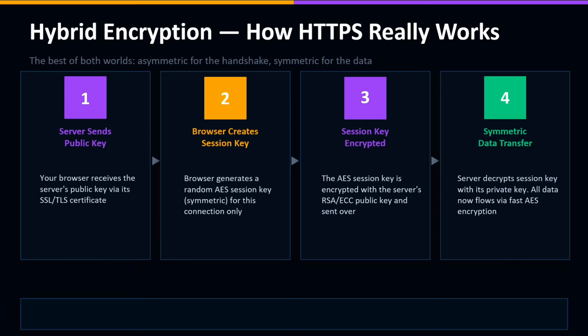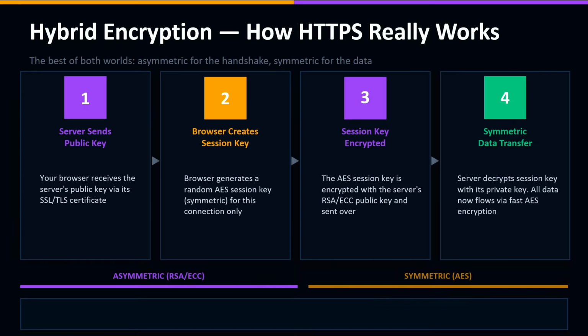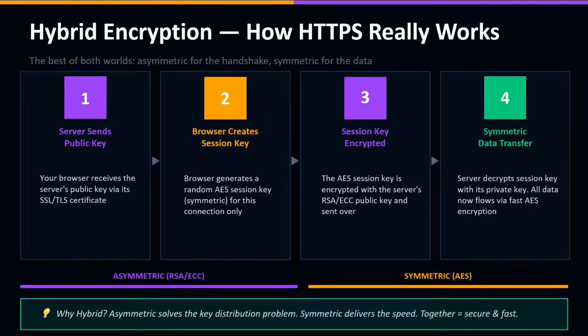Now, this is a genius design plan. Asymmetric encryption handles the hardest problem. It securely exchanges a key with a stranger over an untrusted network. Whereas symmetric encryption is incorporated to handle the heavy lifting of actually encrypting gigabytes of data quickly. The key thing to remember here is that hybrid uses the best of both worlds, just like Hannah Montana. Asymmetric solves the key distribution problem, and symmetric delivers the speed. Together, it is both secure and fast.